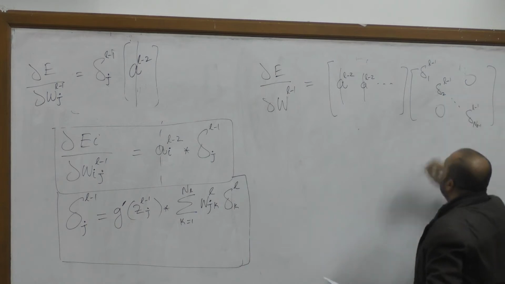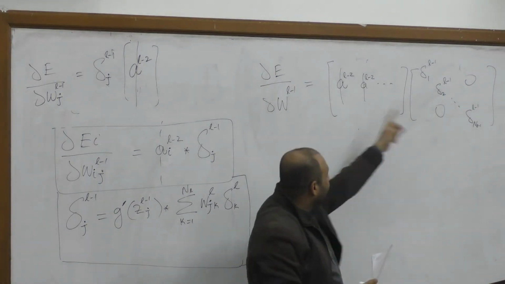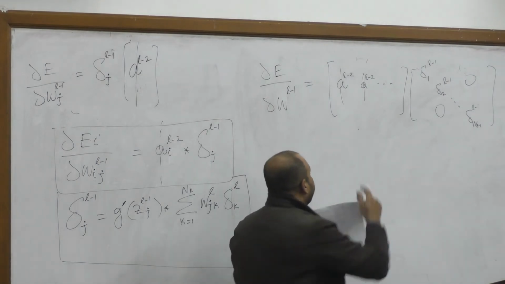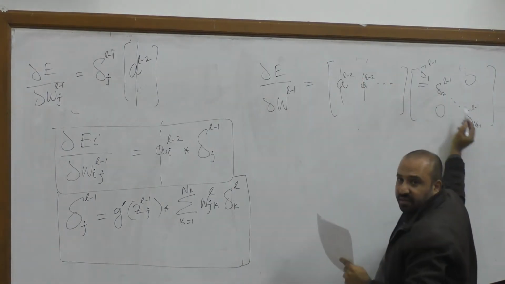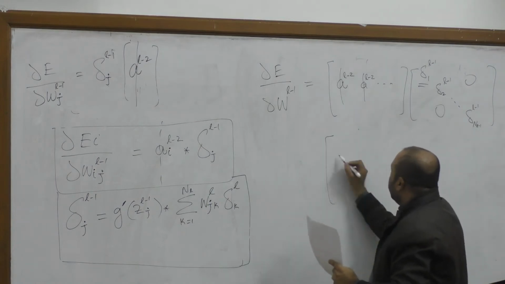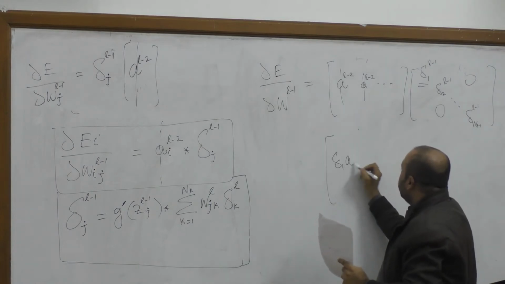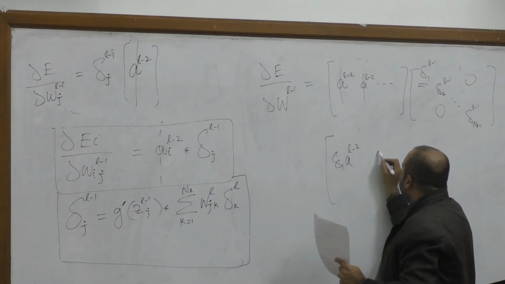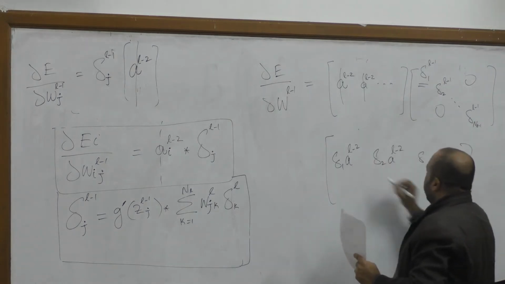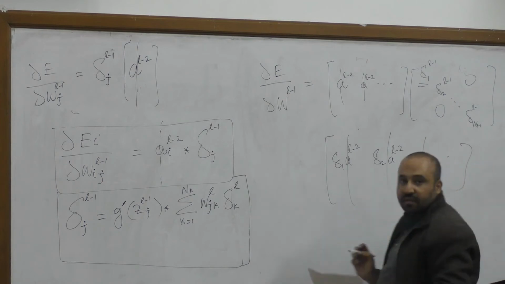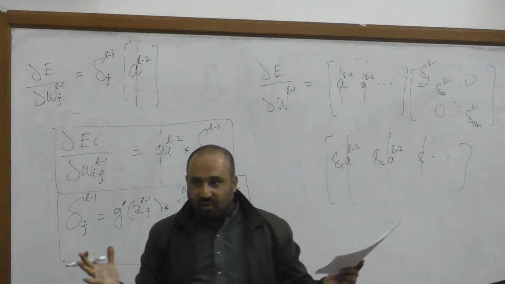That's a diagonal matrix. If you multiply these two matrices together, the first vector will be scaled by this number, the second vector will be scaled by this number, the third vector, and the result will be this. Sigma 1 times A L minus 2, then sigma 2 times A L minus 2, then sigma. That will be the vector. And these are the updates of all the matrices.